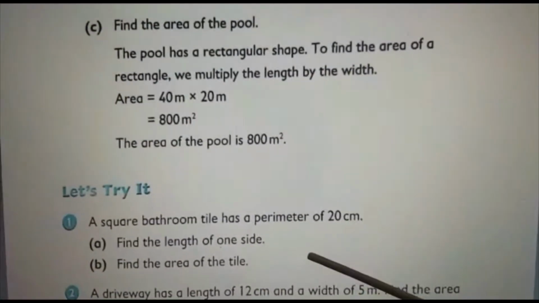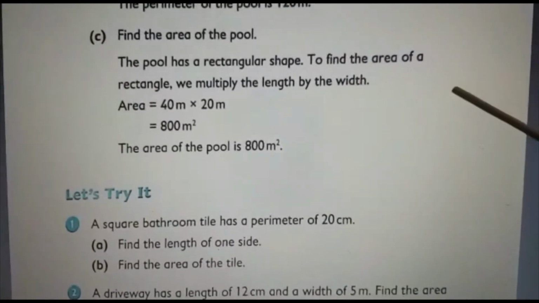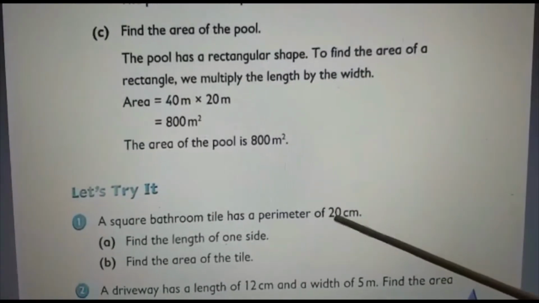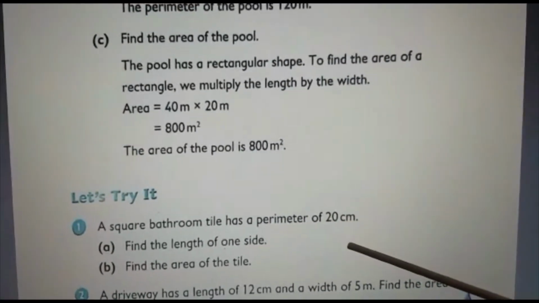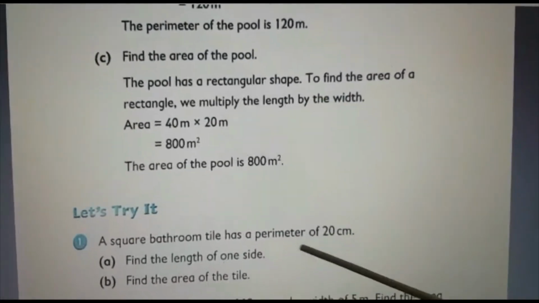We know the perimeter is 20. What is the perimeter of a square? It is 4 times side. 4 multiply side is 20. So what will be the side? It is 20 divided by 4. What is 20 divided by 4? It is 5. Is it? So 5 is the length of the side.